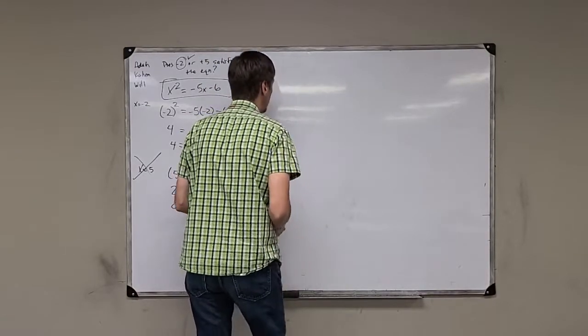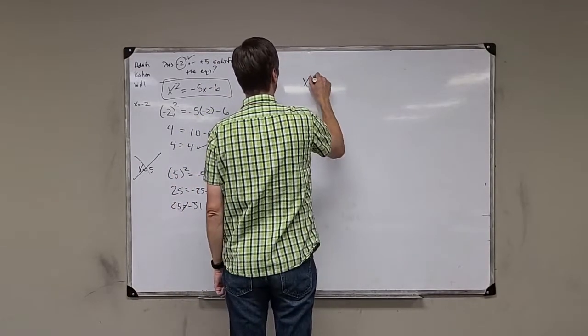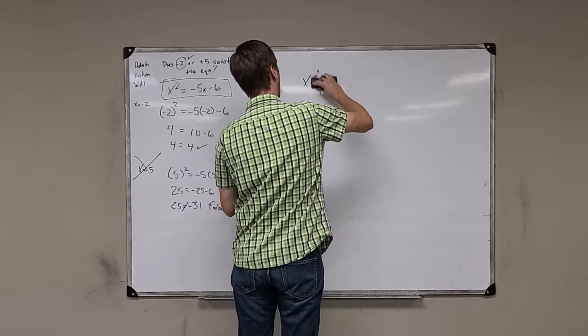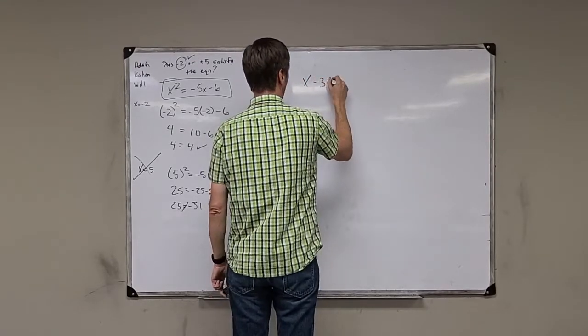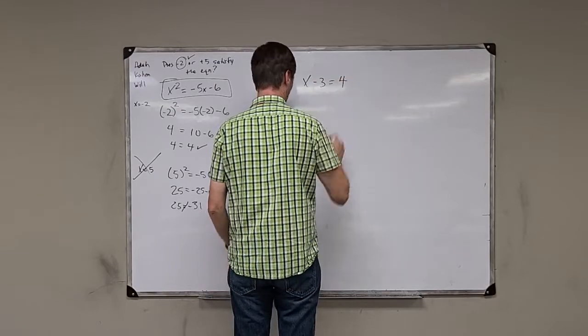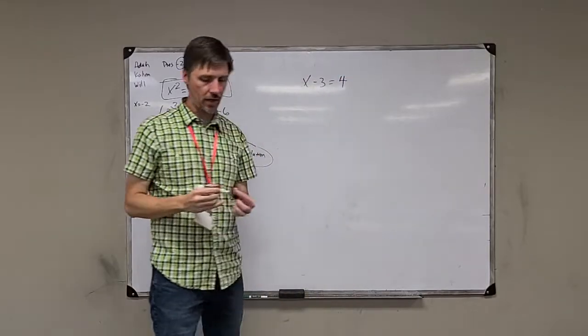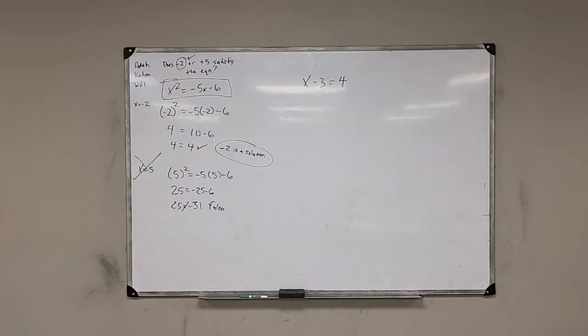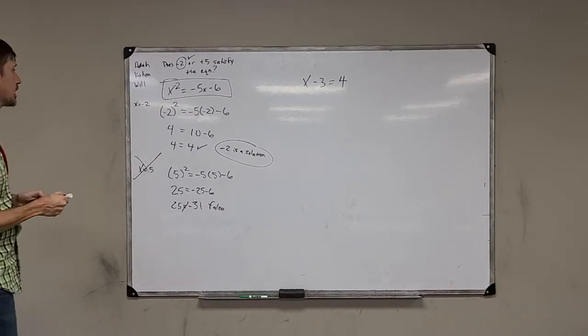If we have an equation, all right, if I have that equation there, and I told you to solve for x, what would your value for x be? Jonah? 3 plus 4. 3 plus 4. All right, that's exactly right.